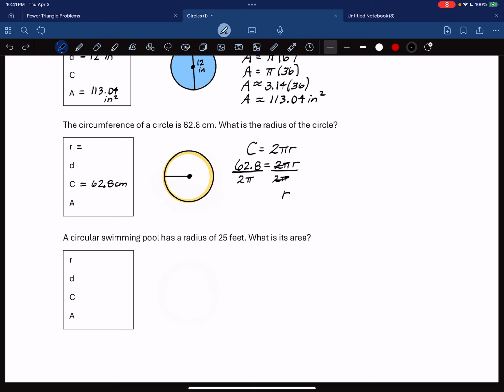So I have 62.8 divided by 2, and I'm going to use parentheses there, times 3.14, close parentheses, equals, and this is not an approximation, it's actually 10 centimeters. So you are working backwards to find that radius, and then you can easily tell your diameter once you know your radius.